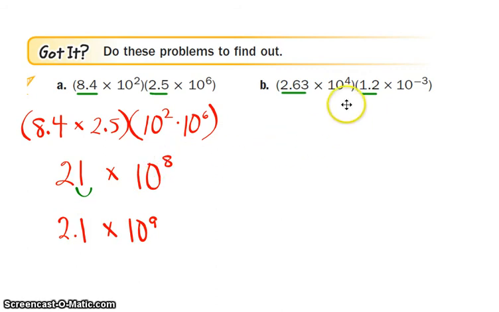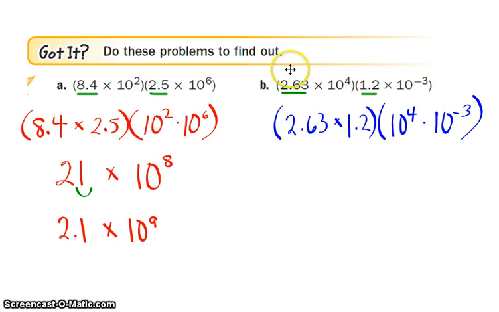Okay? Let's take a look at B. Your first step would be to group 2.63 and 1.2 together. Okay? Then put your powers of 10 together. Use your calculator, multiply 2.63 times 1.2.